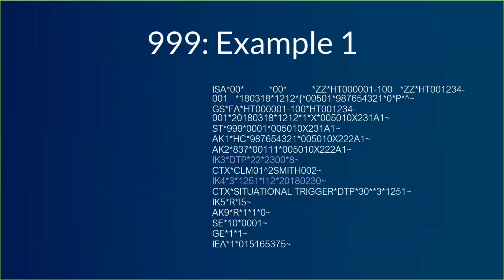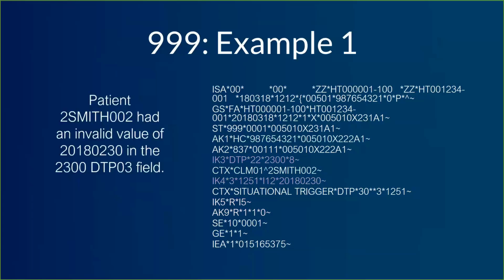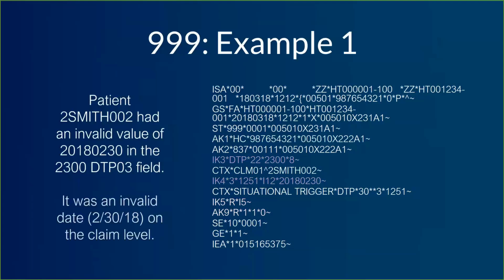So if we were to summarize what we know so far, patient 2Smith002 had an invalid value of 2018-0230 in the 2300 DTP03 field. If you had an implementation guide, you could be looking it up at this point and finding out what's going on. The other thing you could do is just look at that number that was invalid, knowing it's a date. It's going to go year, month, and then day. And you could say, well, February 30th of any year is definitely going to be an invalid date. And then you could go into the claim and fix it and resubmit it.